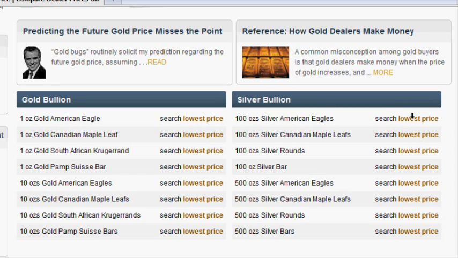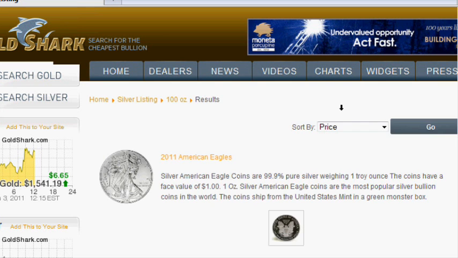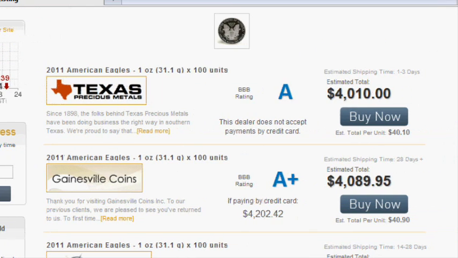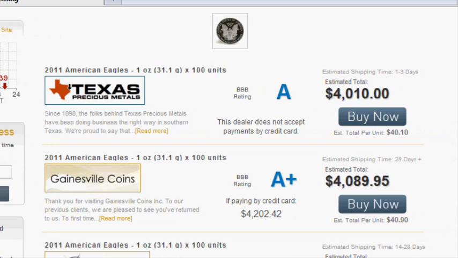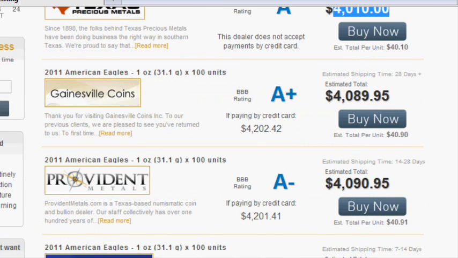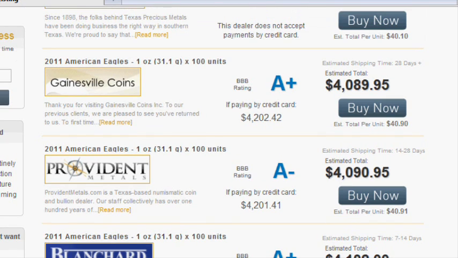For 100 ounces of Eagles, the prices that are coming up show at Texas Instruments a 1 to 3 day estimated shipping time, $4,000, which works out to $40 per ounce. So they're staying within the price controls, which I'm not a big fan of, but because the market's manipulated, what you'll notice are all of these companies selling their products.